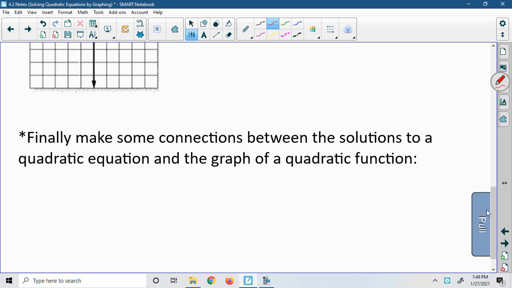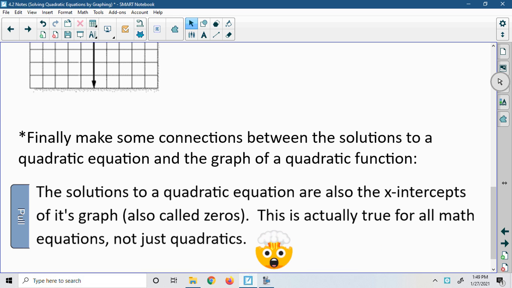Now, the last part of this big example, let's make some connections between the solutions to a quadratic equation and the graph of a quadratic function. I'm guessing you already saw the connections, but the solutions to a quadratic equation are also the x-intercepts of its graph. The x-intercepts are also sometimes called zeros. This is actually true for all math equations, not just quadratics. And that's actually a pretty big deal. That's a big rule, and now and in your future math classes, that's a great thing to remember.